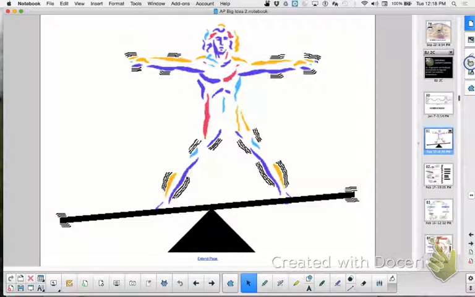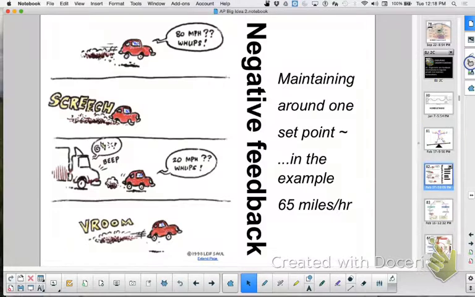For us in our systems, what are the two big systems? Who's the king and queen of helping us maintain homeostasis? Nervous system and endocrine. Good. So there is negative feedback and positive feedback. So if you think about what negative feedback is, that's keeping it at a set point, right?